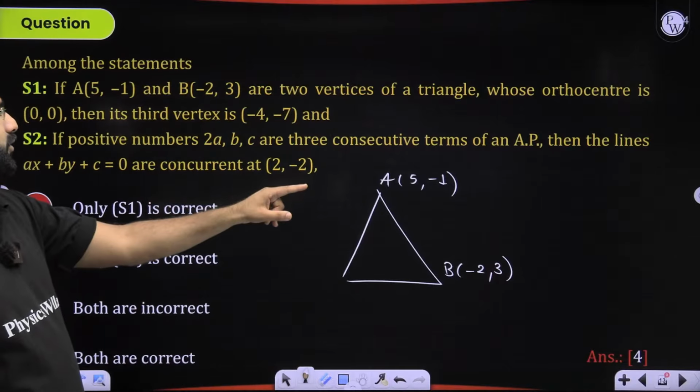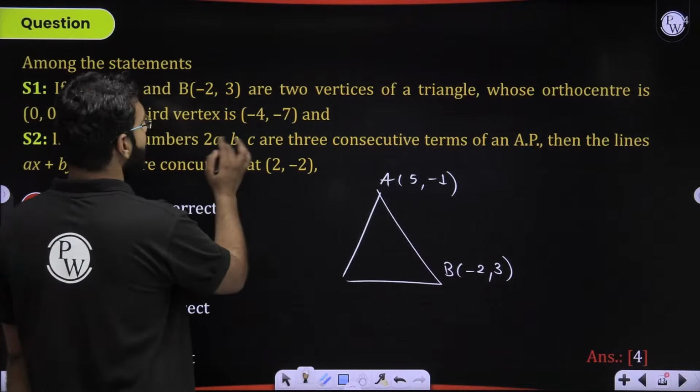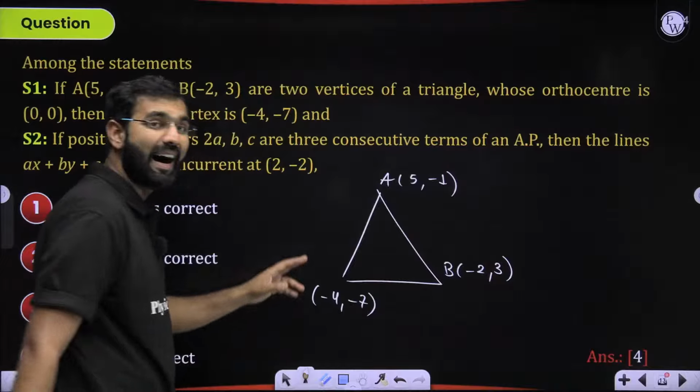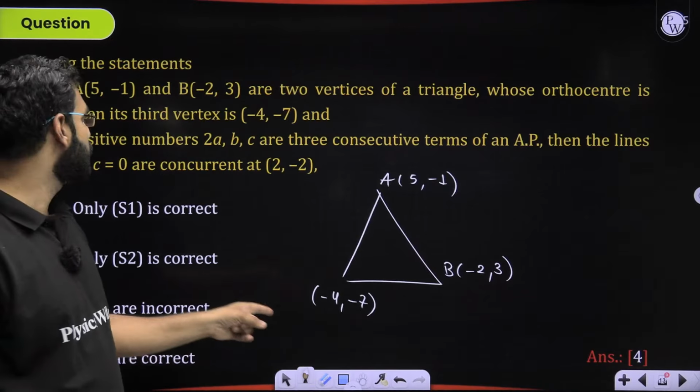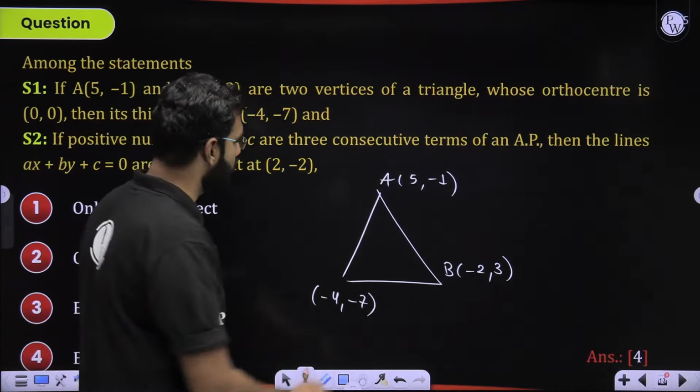Two vertices of a triangle have orthocenter 0, 0. Its orthocenter is 0, 0, and we are told that its third vertex is minus 4, 7. I'll do one thing: I'll take its third vertex as minus 4, minus 7, and I'll check whether its orthocenter can be 0, 0 or not.